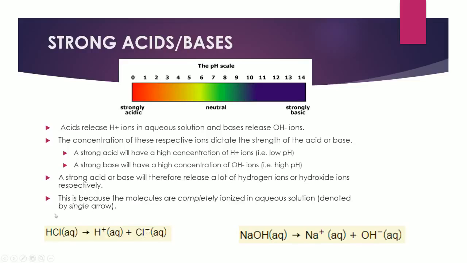So basically, if you have 100 molecules of HCl, you can expect all of them to break down to form these ions. Same thing here, if you have 100 sodium hydroxide molecules, you can expect all of them to break down into sodium ions and hydroxide ions, and therefore you get a lot of hydroxide ions here, raising the concentration. And in this scenario here, you get a lot of hydrogen ions as a result of the complete dissociation.